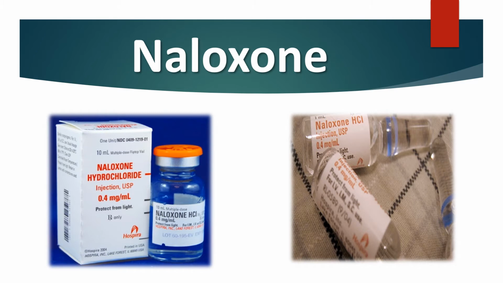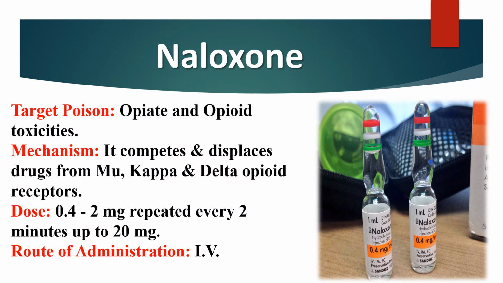The second antidote is naloxone, our magic. Naloxone targets opiates or opioids. In case of opioid or opiate toxicity, it has a dramatic response. Opiates like heroin bind to specific receptors in the brain, called mu, kappa, and delta. Then naloxone acts by competition with opiates on these receptors and displaces the opiates, so it takes the place of the opiate.